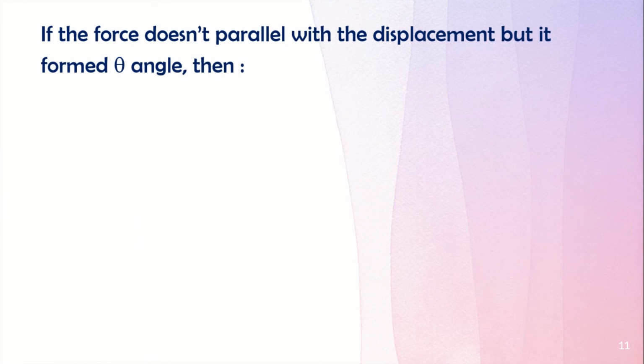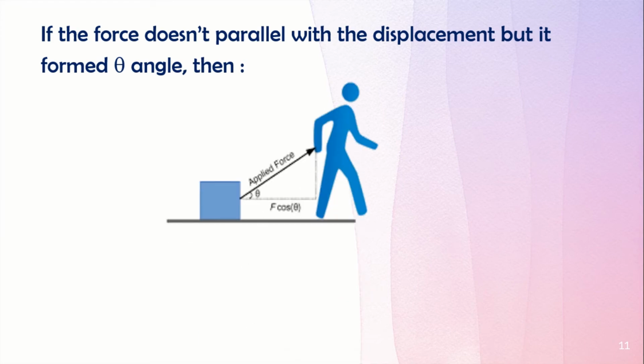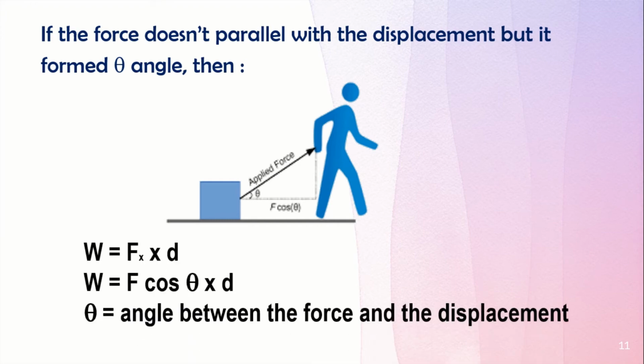If the force isn't parallel with the displacement but it forms theta angle, like the picture below, then the formula of work equals Fx times d. Work equals F cos theta times d. Theta is the angle between the force and the displacement.